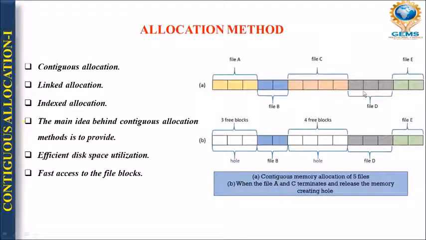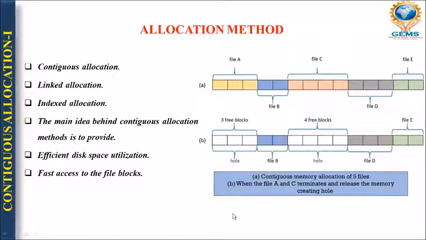Here is a good diagram of contiguous memory. This is the total hard disk, and it is divided into different blocks, and different colors represent different files of different sizes. Suppose file A needs 3 blocks. This rectangular shape is known as a block. For file A, this much space is needed. For file B, this much space is needed. For file C, this much space is needed. Likewise, it goes on.